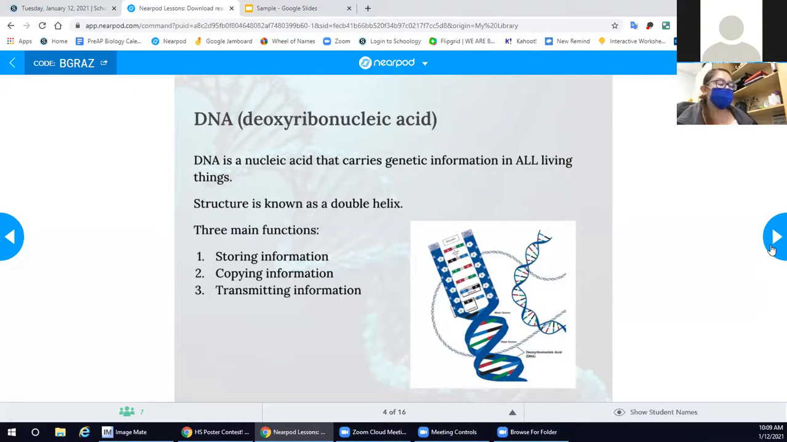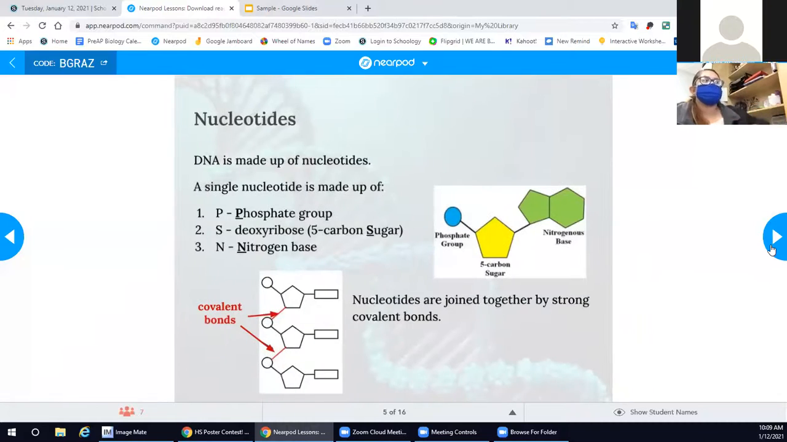Its three main functions include storing information like your eye and hair color, copying information so that way we can make more cells, and transmitting information so we can pass on our genes to our other cells. DNA is a nucleic acid made up of nucleotides.